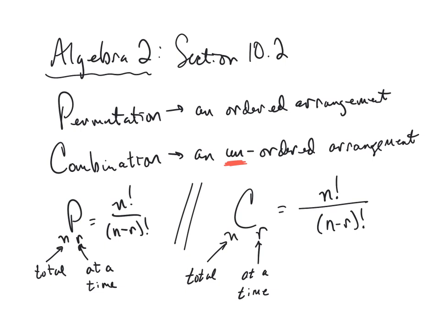But we add an extra factor in the denominator. The extra factor in the denominator is r factorial. So please make sure you see the difference between the formula for a permutation and a combination. Again, the new piece is this factor right here, that we're adding an extra r factorial to our denominator.